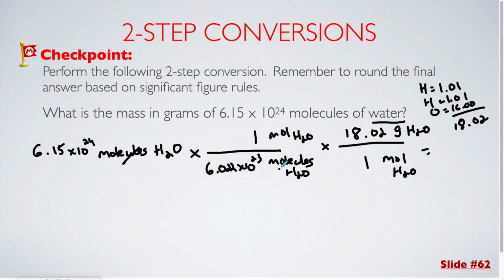Molecules cancel with molecules, moles with moles, and we're left with grams. These two numbers need to be in parentheses because they are scientific notation. We're dividing these two numbers and then multiplying by 18.02. So if we plug all of that in, we should end up with 184 grams of water.